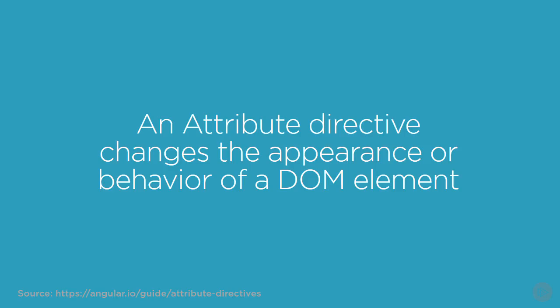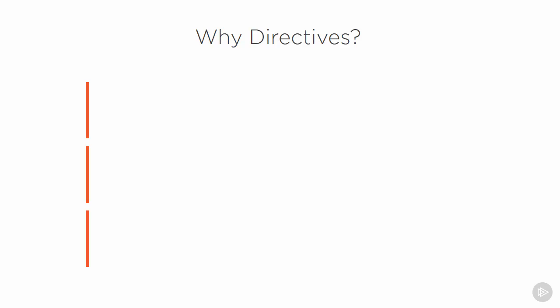In a nutshell, this is what an attribute directive does. But this simple statement can be deceptive. Why would we want to change the appearance or behavior of a DOM element via a directive? We'll look at a specific use case in a moment and more throughout the course, but first here are a couple of general thoughts. These are all variations on a theme, but I think they help.